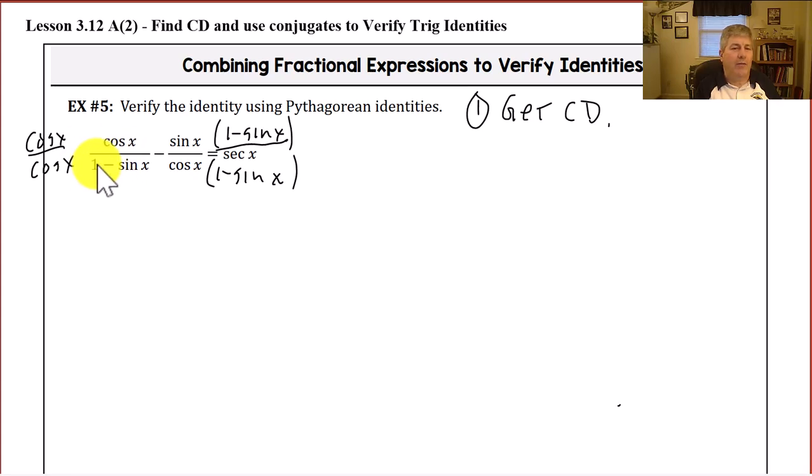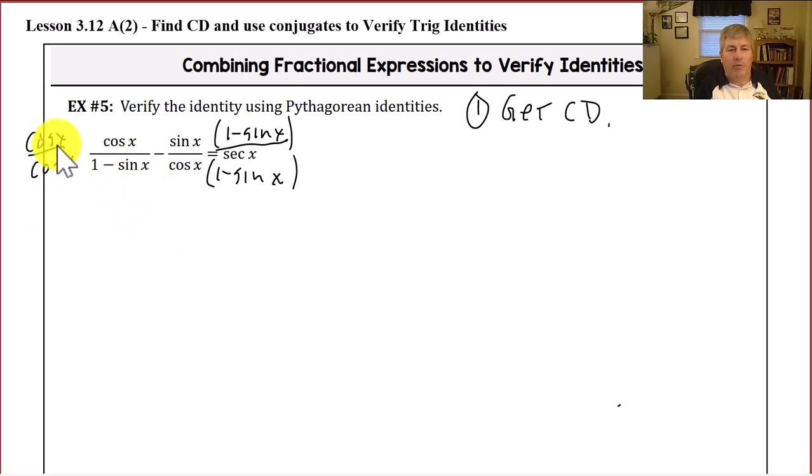We could possibly do a conjugate here of 1 plus sine of x, but I don't know if that would be helpful. But sometimes with trig identities, it's try something, see if it works. If it doesn't, then you've got to try something else. But we're going to start. We've got cosine of x over 1 minus sine of x, minus sine x over cosine x, equals secant x. So we're going to manipulate the left side. We're going to leave the right-hand side alone, and we're going to get a common denominator in this one.